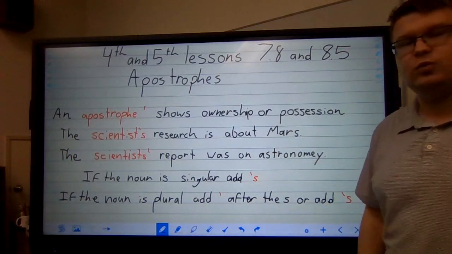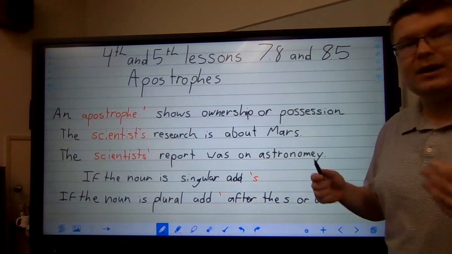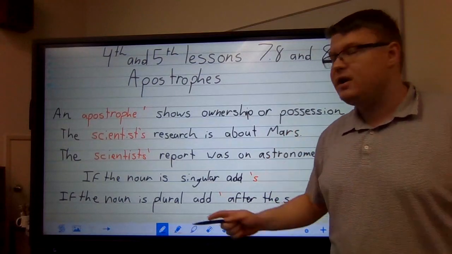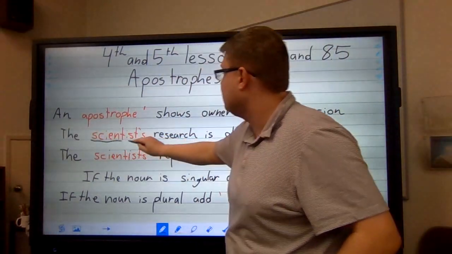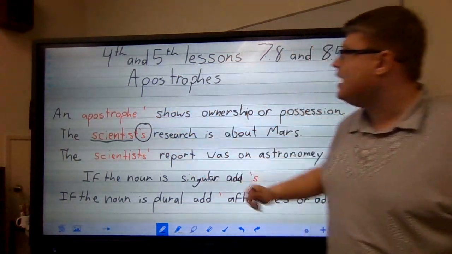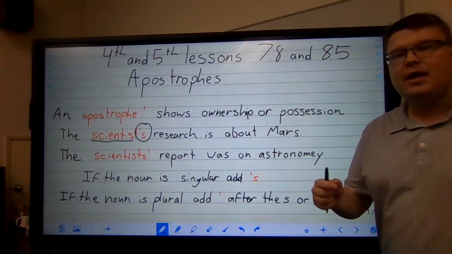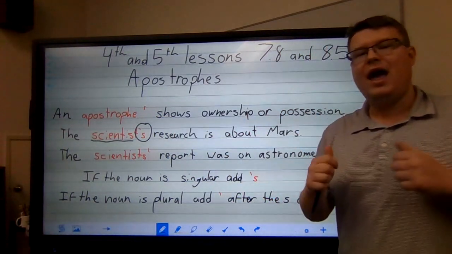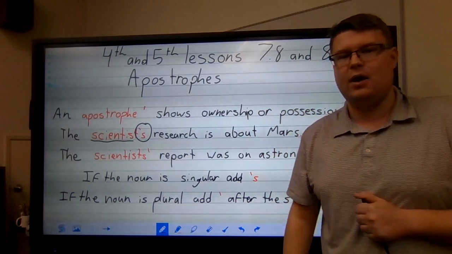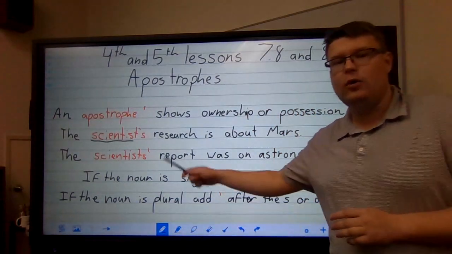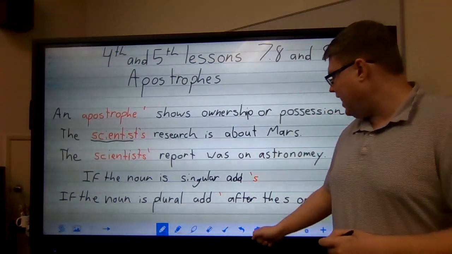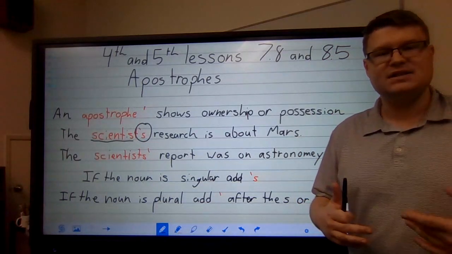Here's an example sentence with a possessive noun using an apostrophe. The scientist's research is about Mars. It is showing that the scientist here is owning the research by adding an apostrophe S after the scientist. You add an apostrophe S after the noun if that noun is singular. Remember, singular means that there's only one noun. In this sentence, there is only one scientist, not multiple scientists. So you will add the apostrophe S.